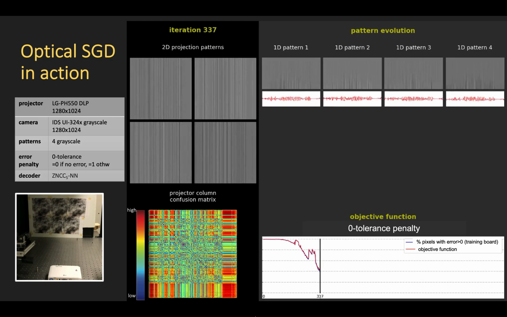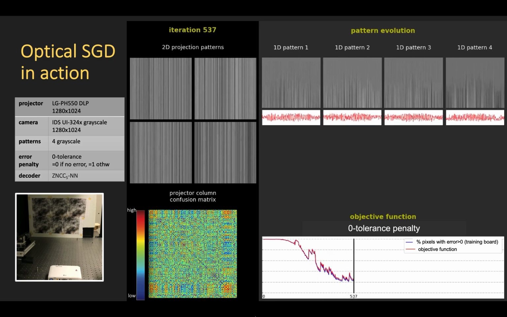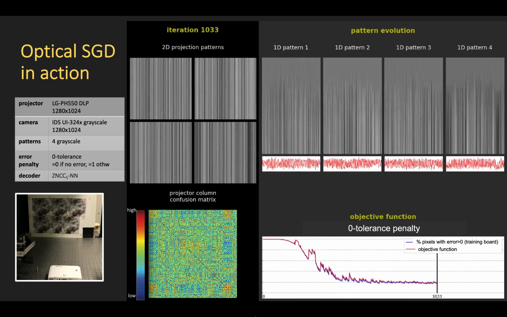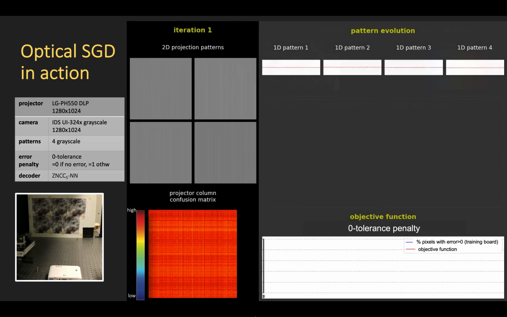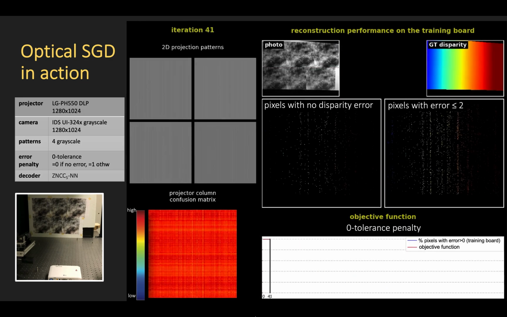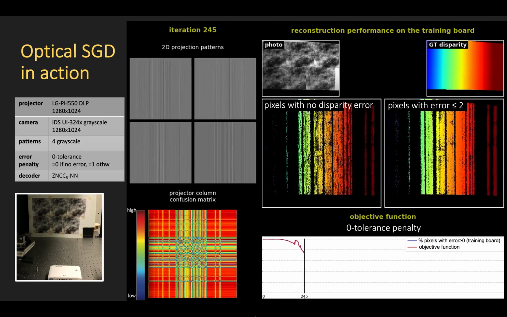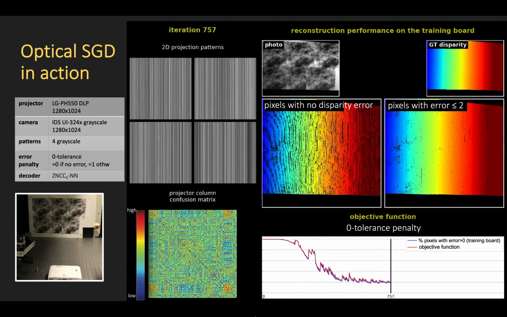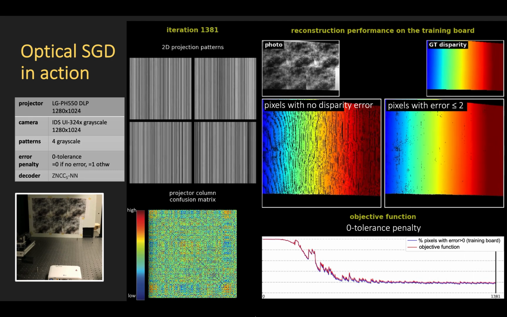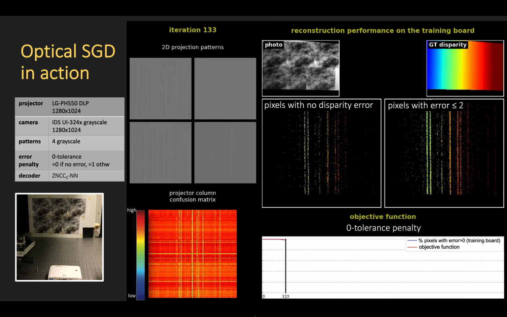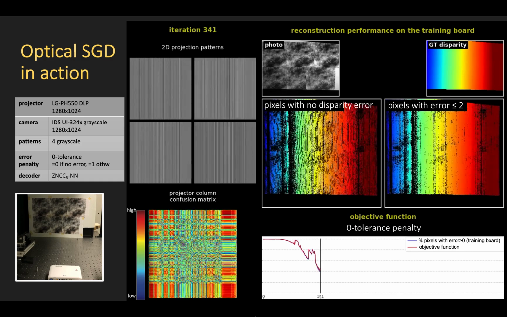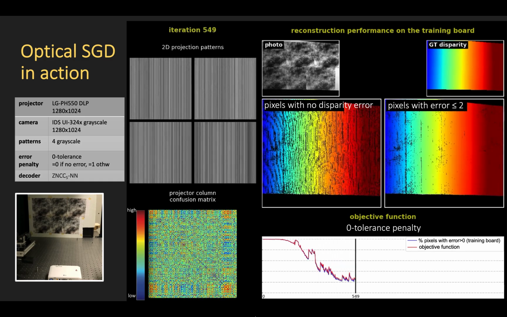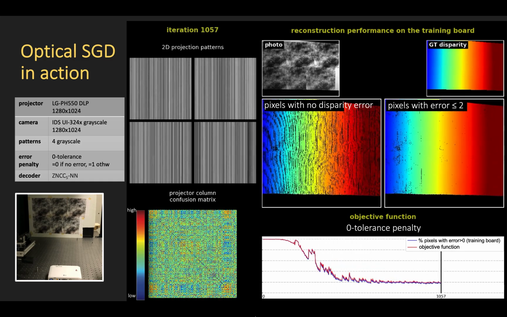As the training continues, patterns start developing meaningful structure in response to system-specific properties. Here, we show how pattern evolution influences reconstruction of the training scene on the top right. In the middle, you see the disparity map of only zero error pixels, which get denser and denser. It means we successfully reconstruct more and more zero error pixels.